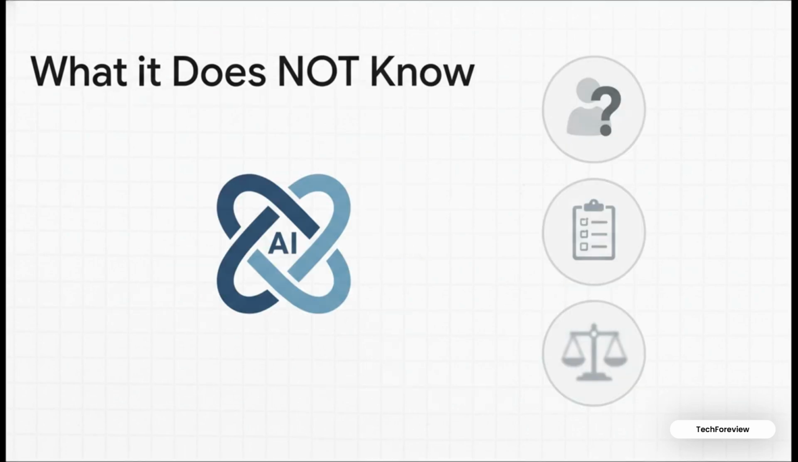But what's just as important is what the model doesn't know. It has no idea who helped you. It doesn't know what they did. It doesn't even know if this really happened. It's just matching patterns to create an answer that looks right.